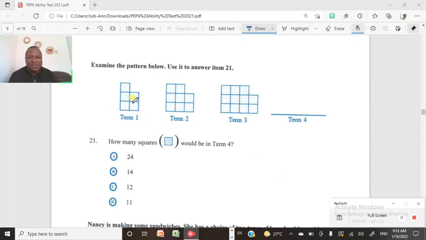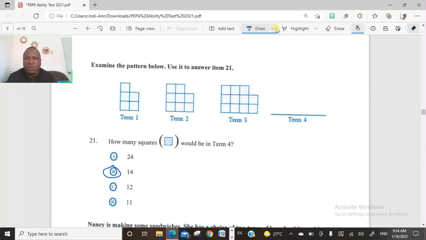Now we see we have some squares here. We have 5 squares. Then term 2 has 8 squares. Term 3 has 11 squares. Now the question says, how many squares would be in term 4? So if the first term has 5, the second term has 8, and then 11, we are going up by 3 squares each time. And you can see 3 squares adding on to the left side of the terms. So 3 plus 11 squares would give us 14 squares.